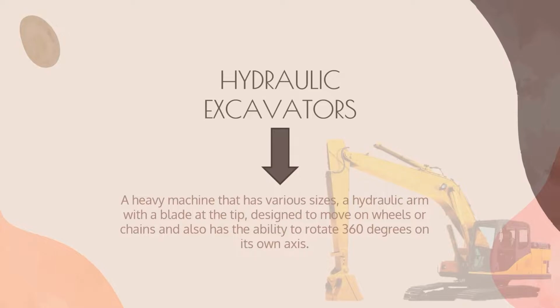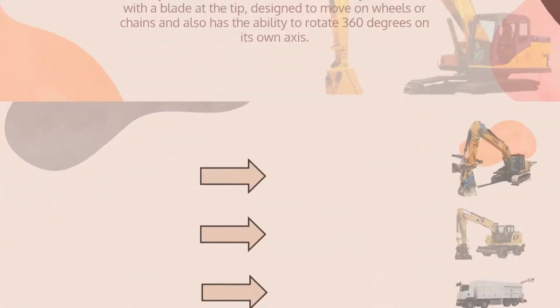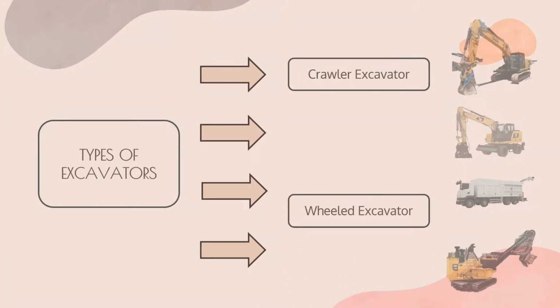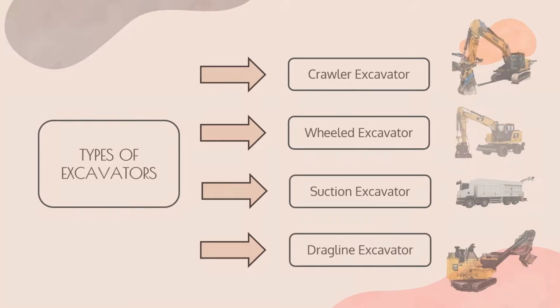Hydraulic excavator. Hydraulic excavator is a heavy machine that has various sizes, a hydraulic arm with a blade at the tip, designed to move on wheels or chains, and also has the ability to rotate 360 degrees on its own axis. There are many types of excavators, including crawler, wheeled, suction, and dragline excavator.